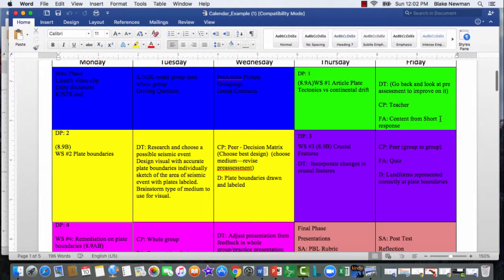Back to your calendar. You have your design time, you do your checkpoint. Then you have a formative assessment. With this formative assessment, there are several options that you can use. You are checking to make sure that your kids understand what they're supposed to know, what they're supposed to create, and that they're able to apply the information.